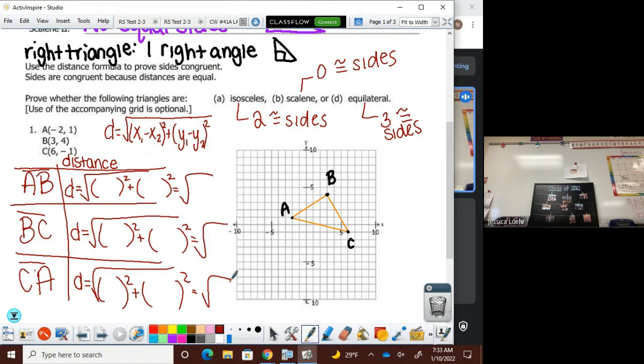Okay, so the coordinate for A is -2, 1. Coordinate for B is 3, 4. And the coordinate for C is 6, -1. So that's how I like to do it because it's just faster. If you want to go through each time and label the points, you can do that. You're just subtracting A minus B, B minus C, C minus A. And then for each of these, you're going to plug in what's underneath the radical into the calculator. So we'll do the first one together.